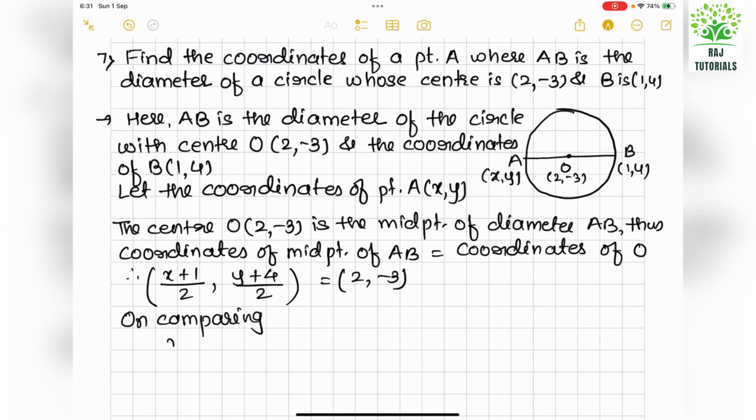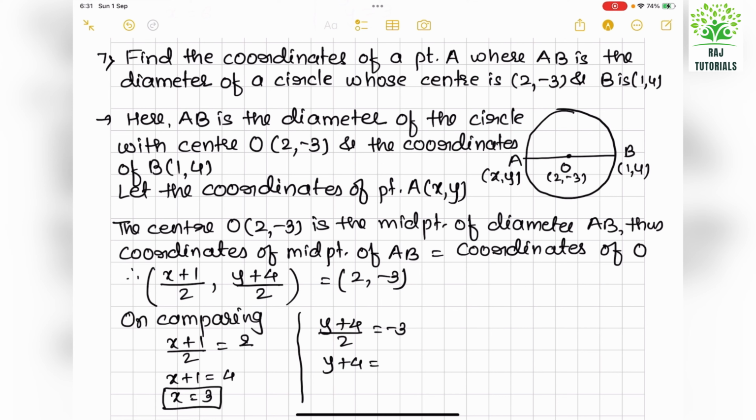I will have (x plus 1) by 2 equal to 2. So, x plus 1 equal to 4. So, x equal to 3. And similarly, (y plus 4) by 2 equal to minus 3. So, y plus 4 equal to minus 6. So, y equal to minus 6 minus 4. So, y equal to minus 10. So, at last I have got the point x, y.